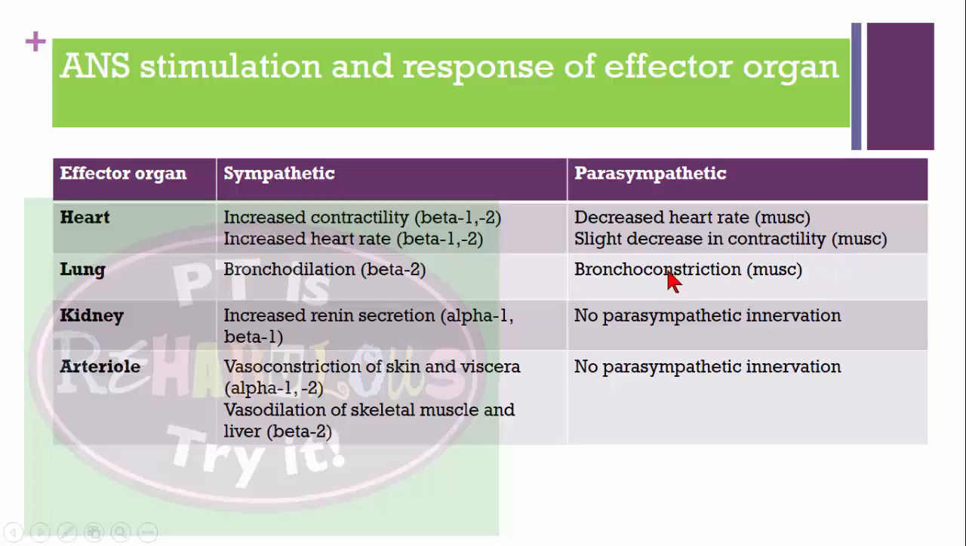And for lung, if parasympathetic is activated, bronchoconstriction will occur. For kidney and arterial, there is no parasympathetic innervation. So we just need to know the location of alpha 1, alpha 2, beta 1 and beta 2 receptors, and what happens if sympathetic activation is there, and what happens if parasympathetic activation is there, especially for heart and lung.